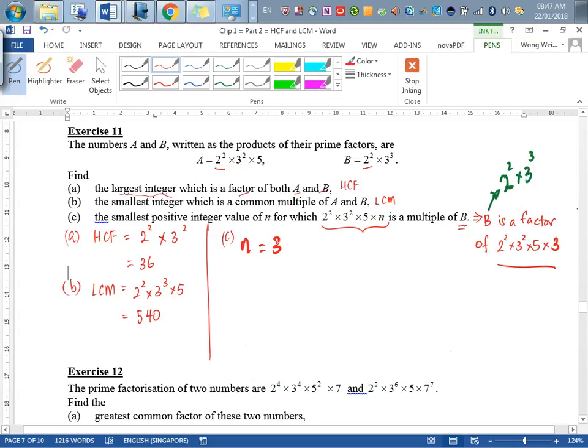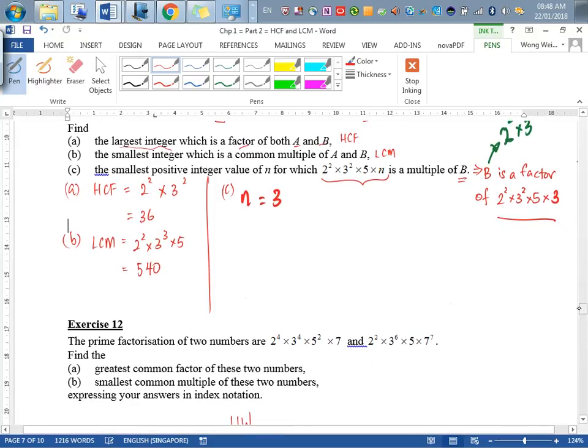If you have that, please put a tick. If you don't have it, please do your corrections. Make sure you understand why you got it wrong. Can?